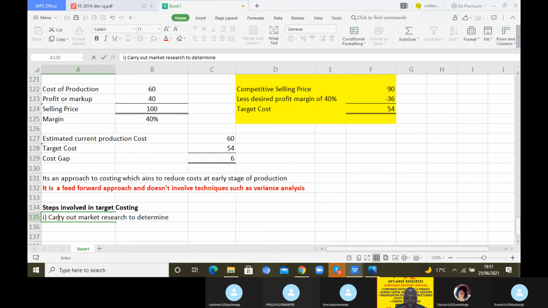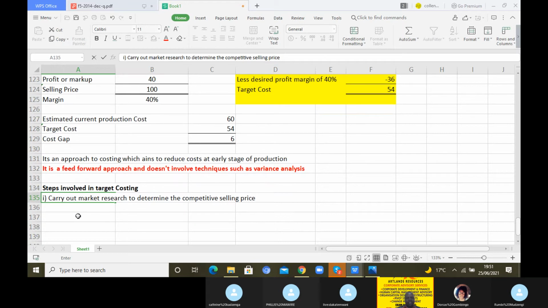Determine the competitive selling price. You may say, what is a competitive selling price? It's a price that customers can pay. In this case, you ask customers, how much are you willing to pay? That's so that we work with what you have. Carry out market research to determine the competitive selling price. That's the first step.